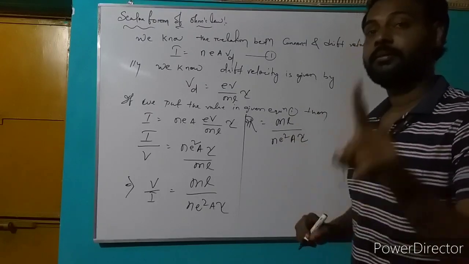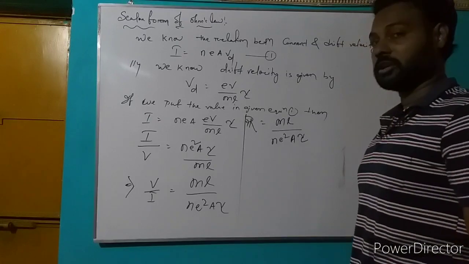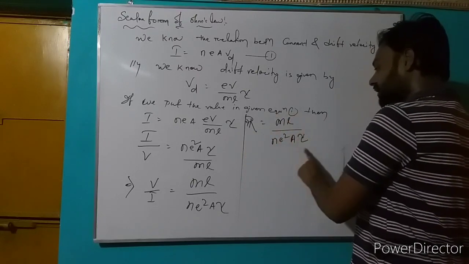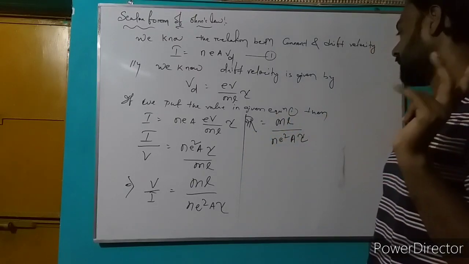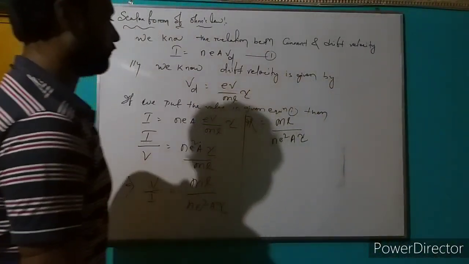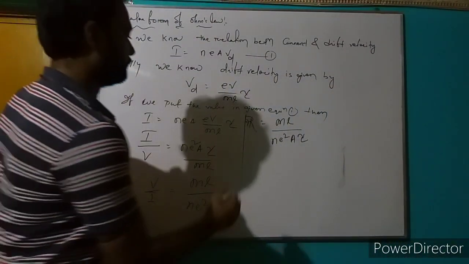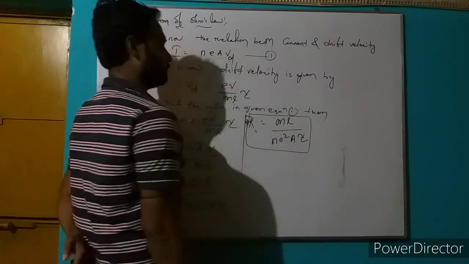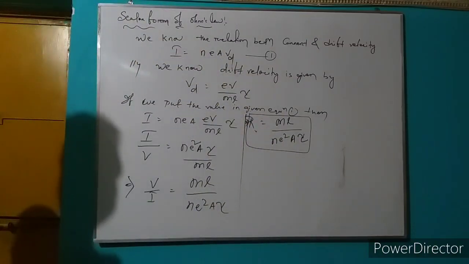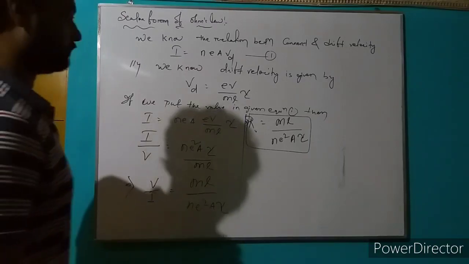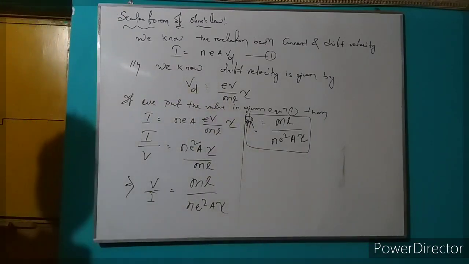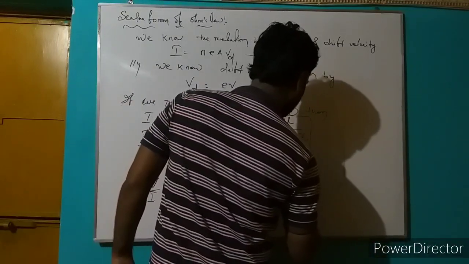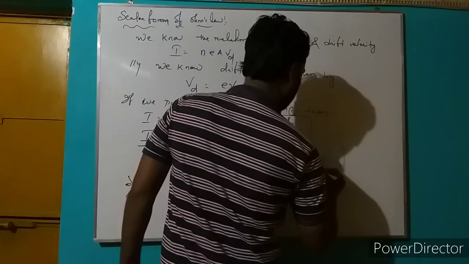This is in the case of an ohmic conductor, clear? Otherwise it could not be constant. Clear? For an ohmic conductor, resistance becomes constant because all these quantities remain constant. Clear? Okay. So this is the scalar form of Ohm's law. That implies R equal to M by Ne square tau into L by A.